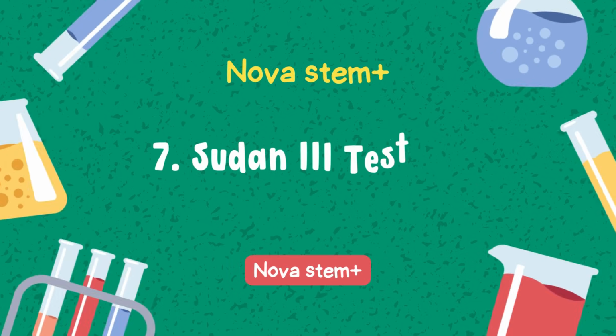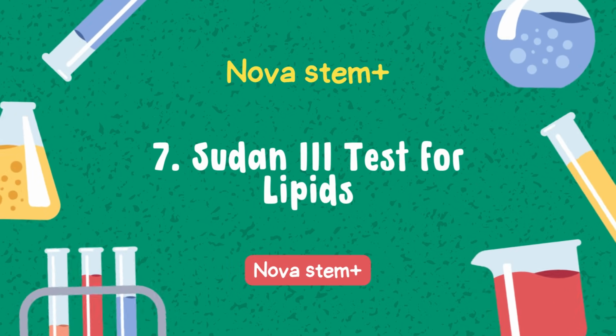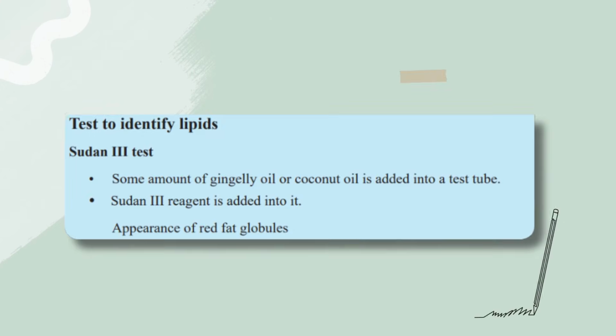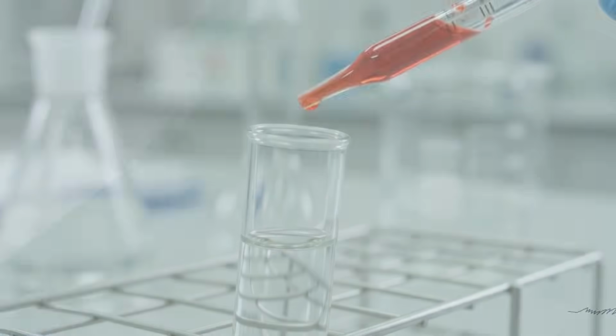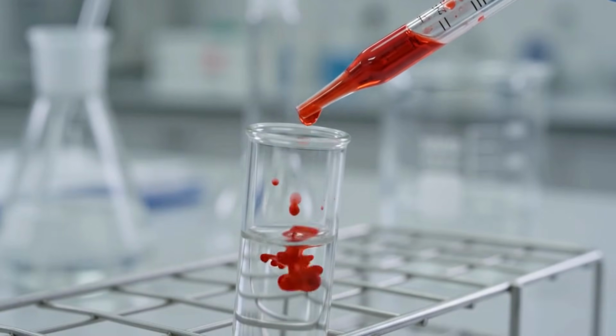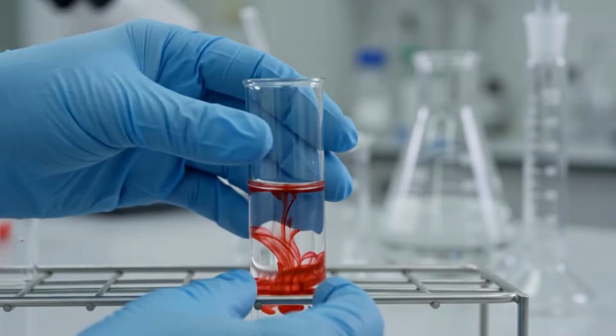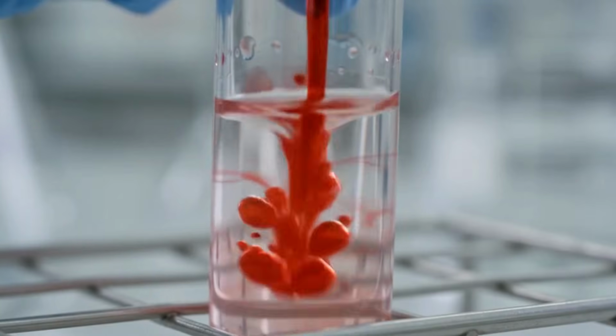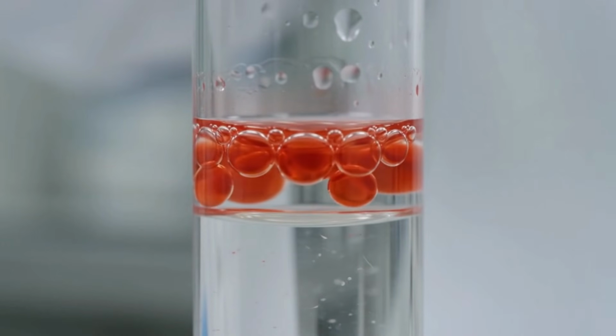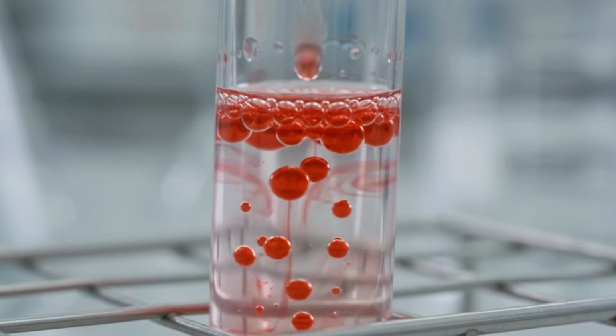To start, we add a liquid lipid sample, such as a small amount of coconut oil or gingerly oil, into a clean test tube. Next, we carefully add our chemical indicator, the Sudan-3 reagent, directly into the sample. Sudan-3 is a specialized, fat-soluble dye, which means it binds directly to the oil rather than mixing with water.